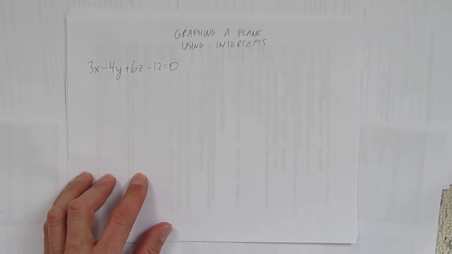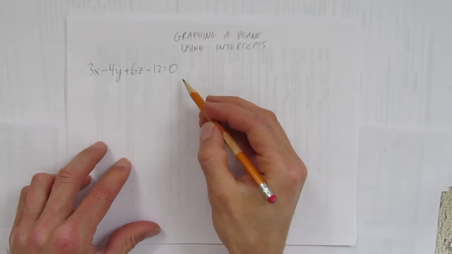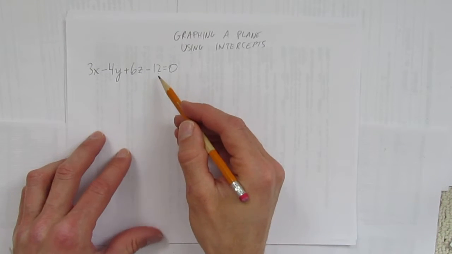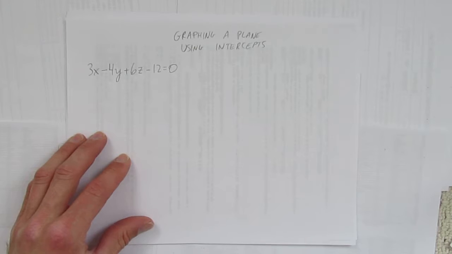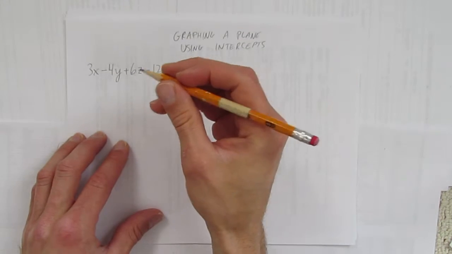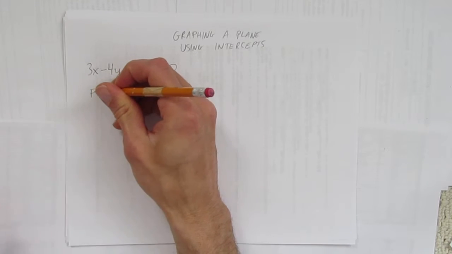In this video, we'll look at graphing a plane using intercepts. The equation of the plane is 3x minus 4y plus 6z minus 12 equals 0. And we'll want to find the x, y, and z intercepts. So, start with the x-intercept.